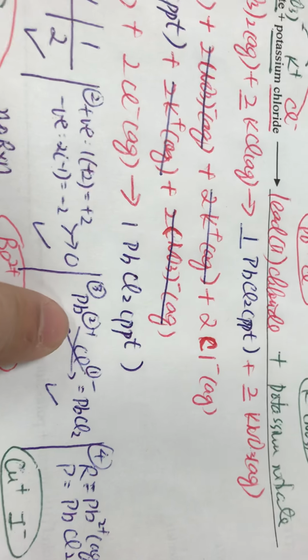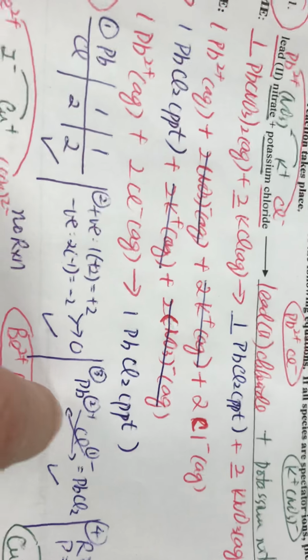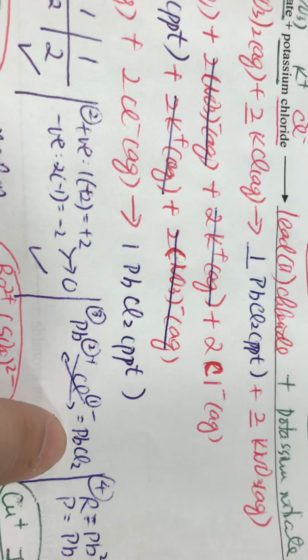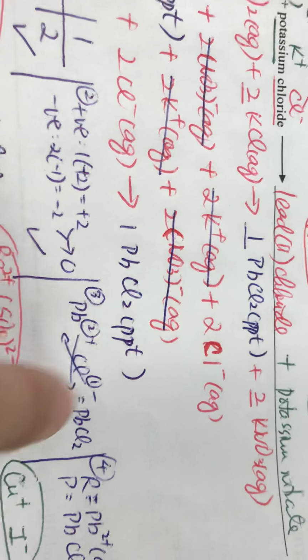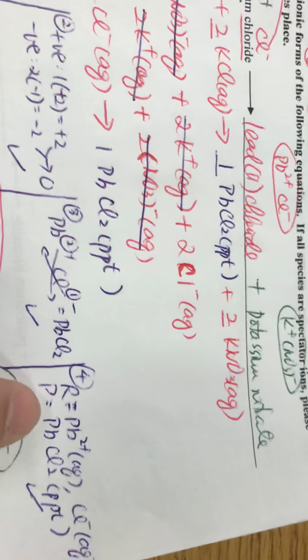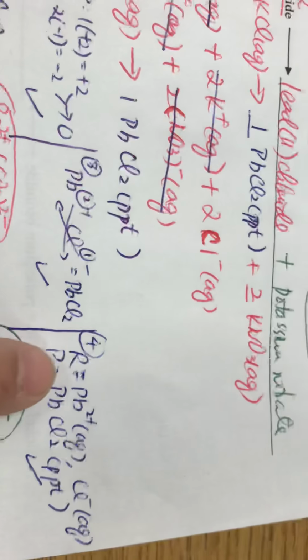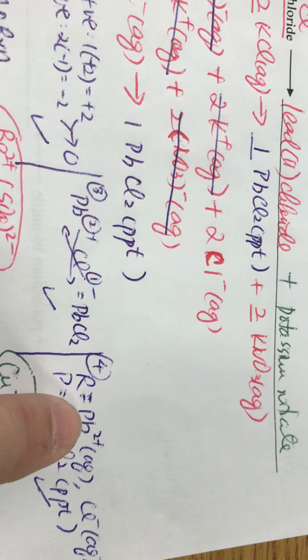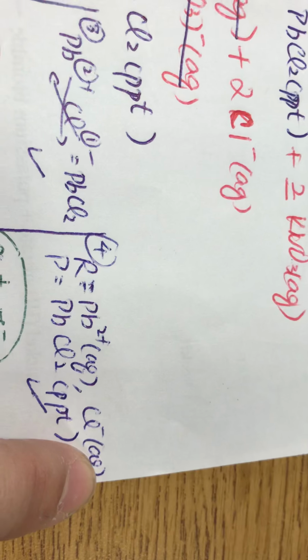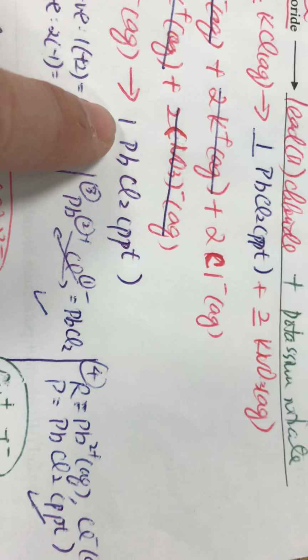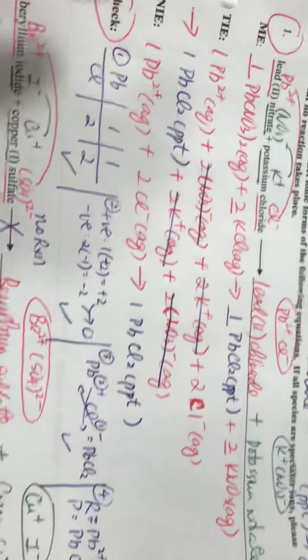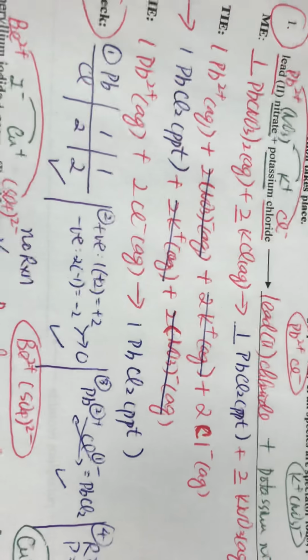And then number 3, I'm going to do crossover. So Pb2+, Cl-, I cross over. I got PbCl2, which is my precipitate, which is good. And then number 4 will be the reactant. It's just the double displacement condition met. So my reactant is Pb2+ (aq) and then Cl- (aq), which is good for reactant. And my product is PPT, which is also good. So if these 4 conditions are met, that means this equation is correct.